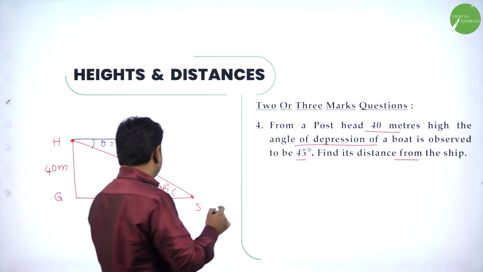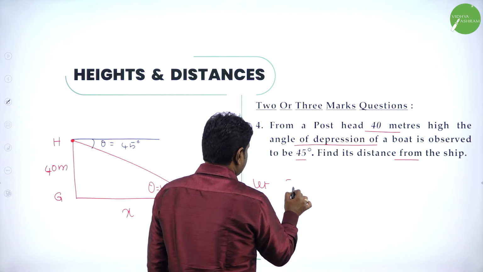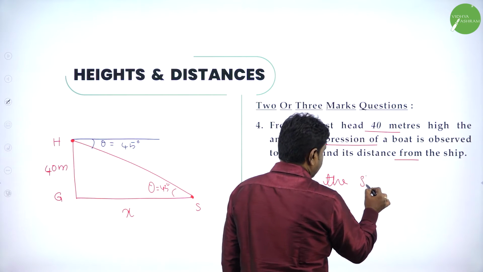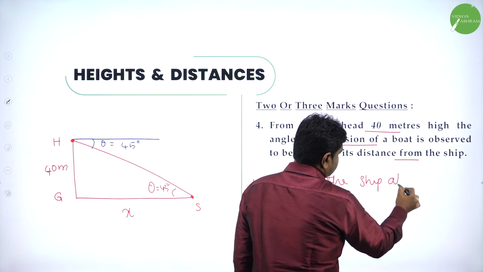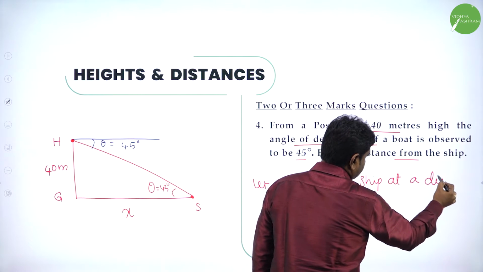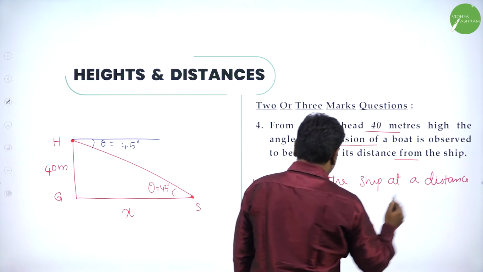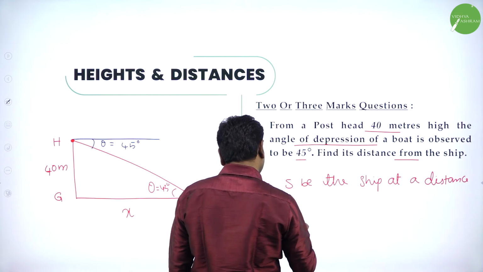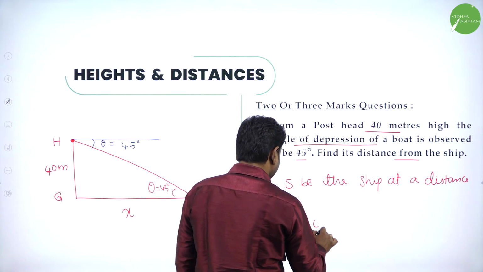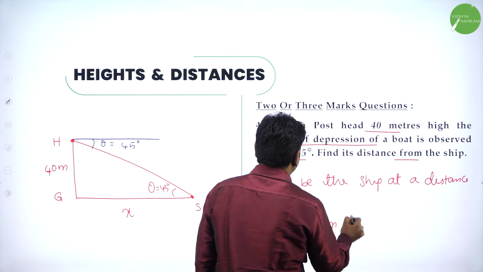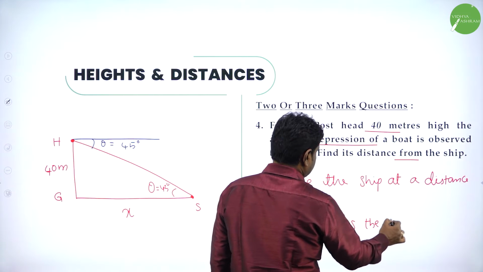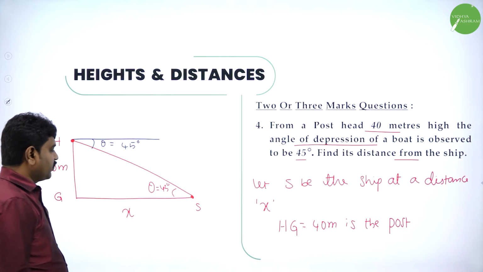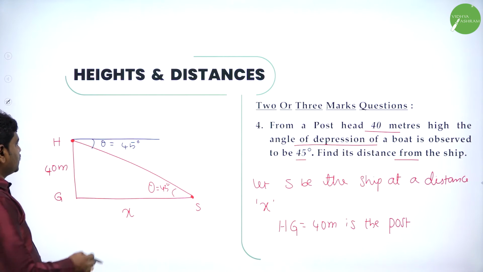So now, first we'll assume, let S be the ship at a distance x. So now HG is equal to 40 meters, the post. Now you can see one right angle triangle. So now our task is to find x. So I'll just convert this diagram.